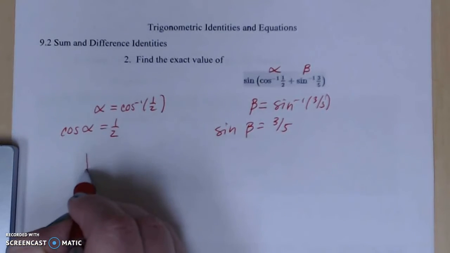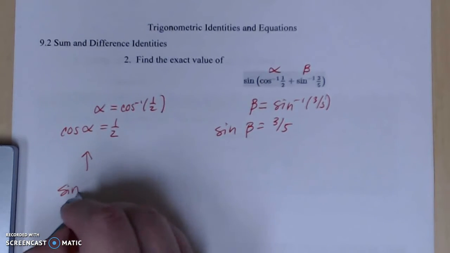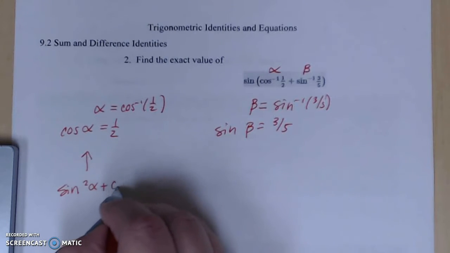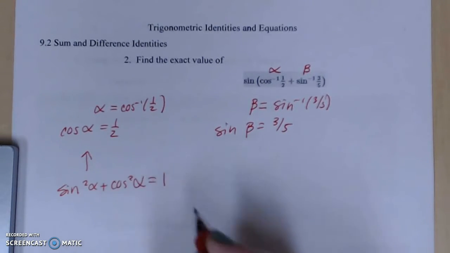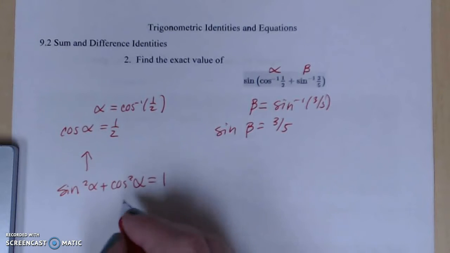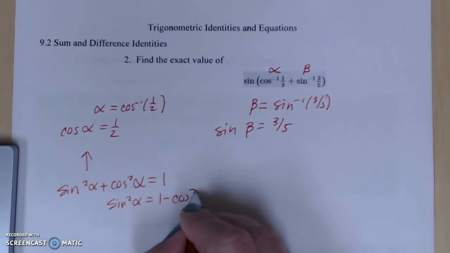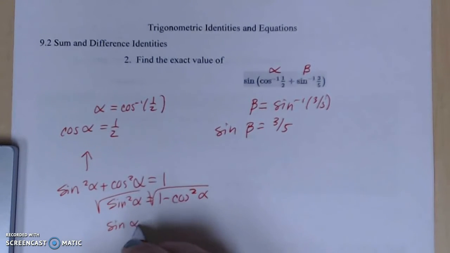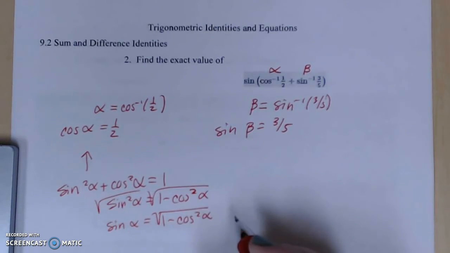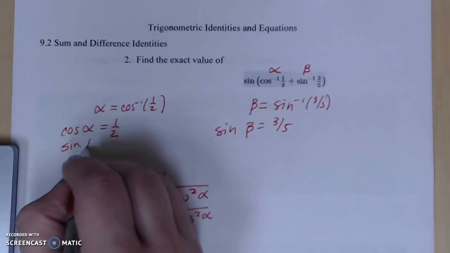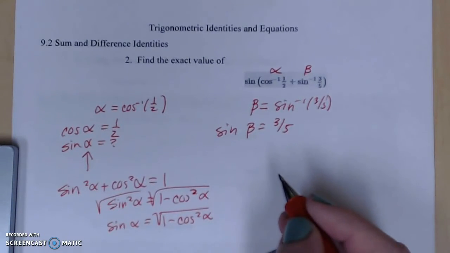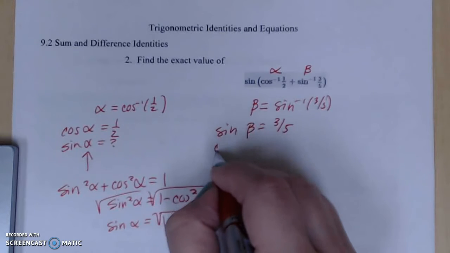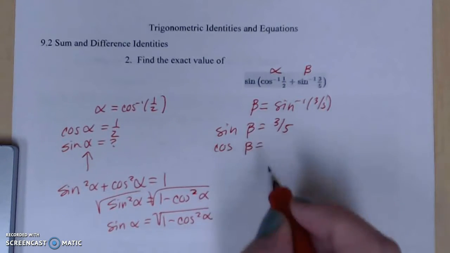So remember this, and I'm going to work with this first one here. Remember that we know that sine squared alpha plus cosine squared alpha is equal to 1. I'm going to solve this. This gives me sine squared alpha equal to 1 minus cosine squared alpha, moving this over, and then square root both sides, and I can see that sine alpha would be equal to the square root of 1 minus cosine squared alpha, which is what we're trying to find, that sine alpha. And again, over here, we're trying to find our cosine of beta.